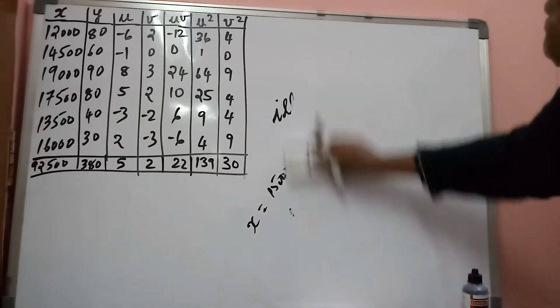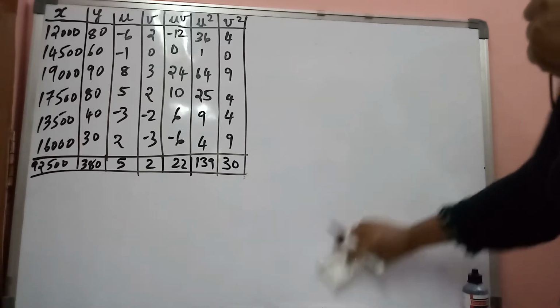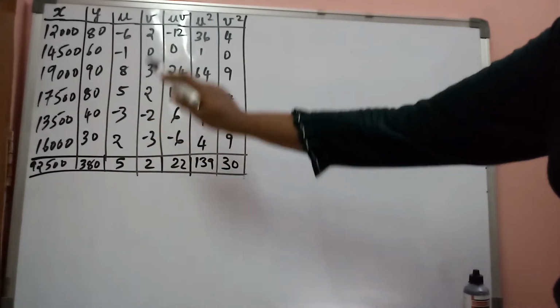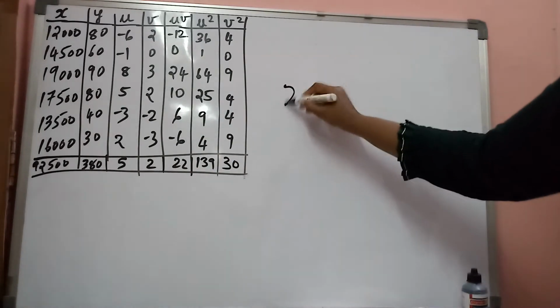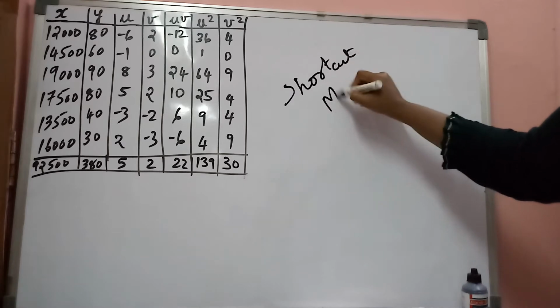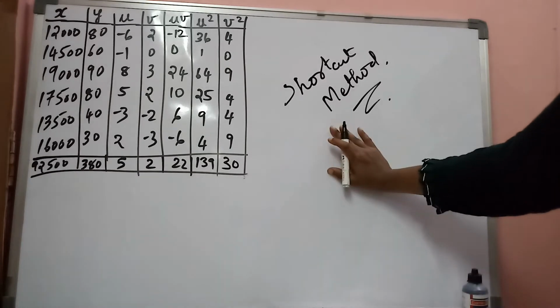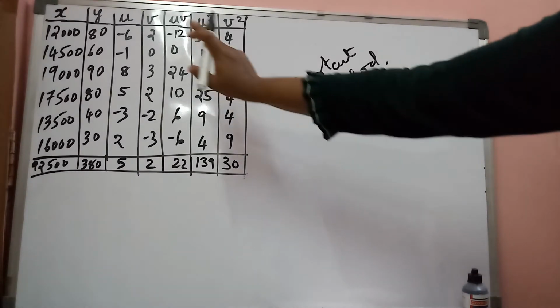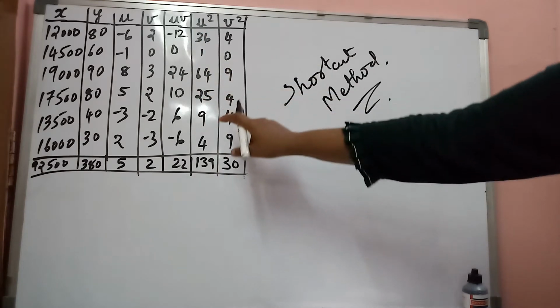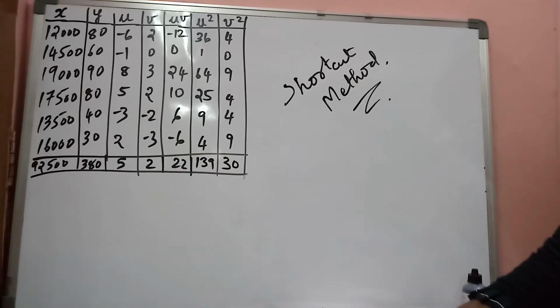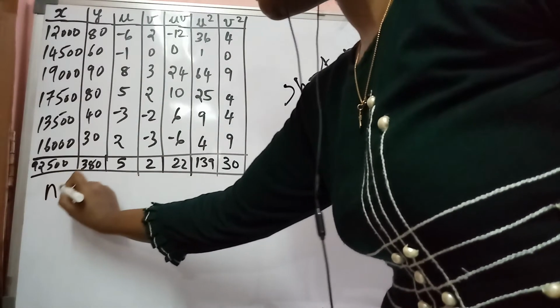So from the data that has been given to you, you have to write it down like this in tabular form. Now you can see the values given in the x variable and y variable are in large units. So that is why we are adopting the shortcut method. I hope everyone is familiar with this method. Now to follow this shortcut method, you have to find out your u, v, uv, u square, v square. Now in the question it is said that 6 cities have been taken. So your n would be 6.